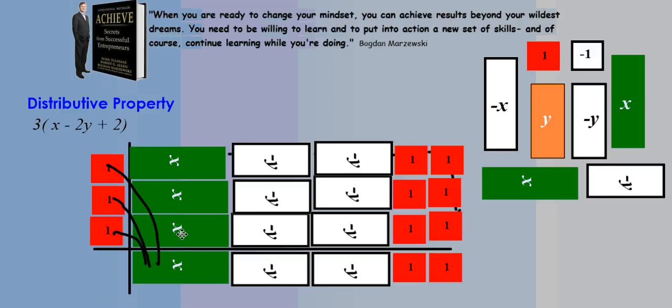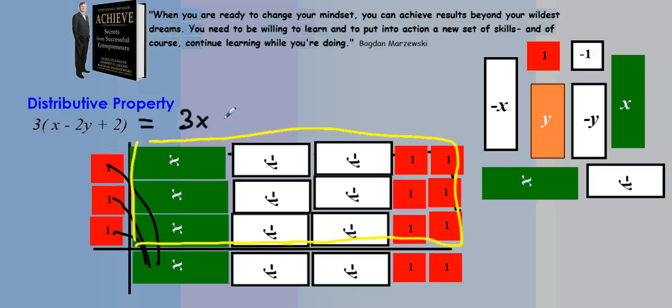Look at the area inside. So this is the result of that multiplication. If you were to use paper and pencil, you would say, oh, I know what I have now. I have 3x tiles. I have negative 6y tiles. And I have 6 units in total. I hope this makes sense.